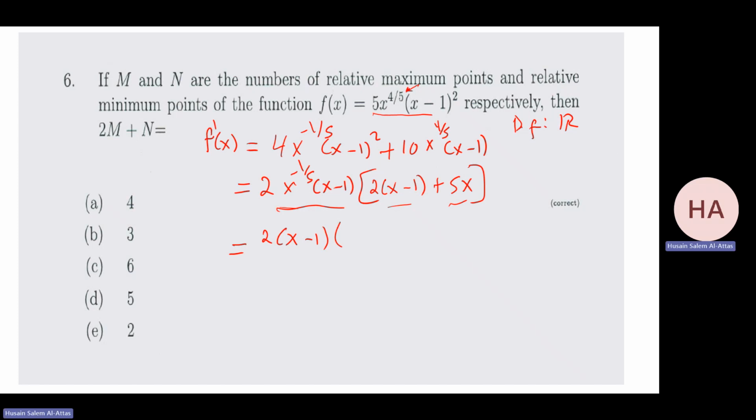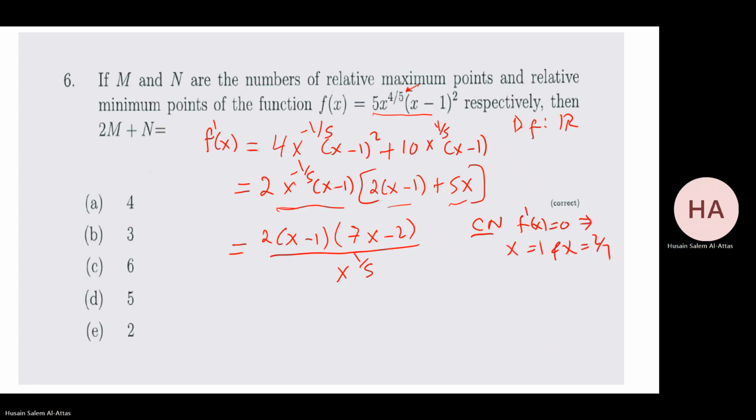5x plus 2x, 7x minus 2. Correct? Yeah. 7x minus 2 over x to the power 1 over 5. Okay, critical numbers. I know f prime of x equals 0, so I have x equal 1 and x equal 2 over 7. And if f prime does not exist, that implies x equals 0, and all of them belong to the domain of f.